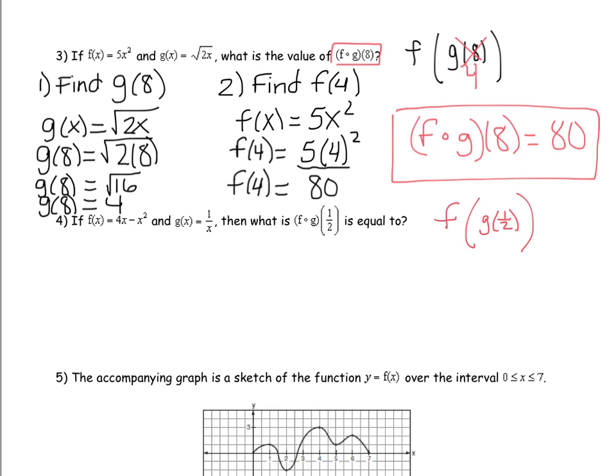So again, I exaggerated the parentheses. This tells me that I need to find g of a half first. So step 1, find g of a half. So I'm going to rewrite the g of x function like usual. So g of a half. And every time you substitute, you want to make sure that you're using parentheses, 1 divided by 1/2. So the answer to this is actually 2.